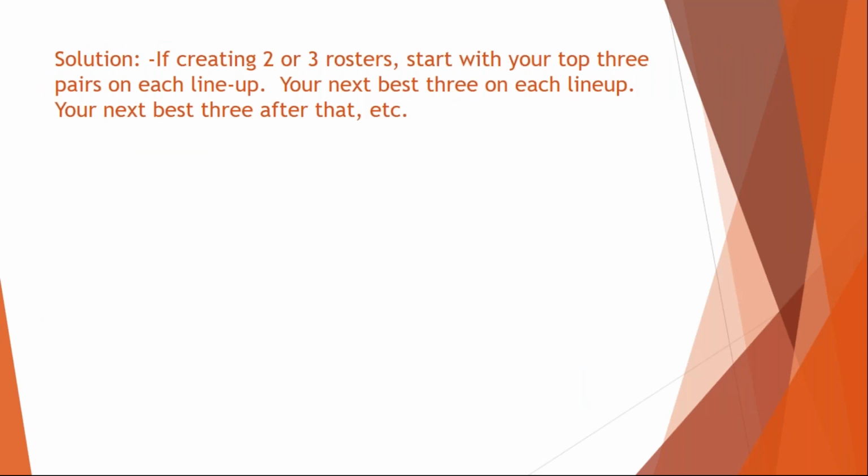So if you're creating 2 or 3 lineups, start with your top 3 pairs, putting 1 on each lineup. Put 1 on team 1, 1 on team 2, 1 on team 3. Then your next best 3, one on each lineup. Then your next best 3 after that. Basically putting 1 on each, skipping. So here's an example.